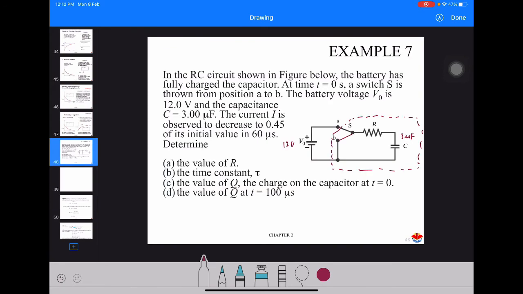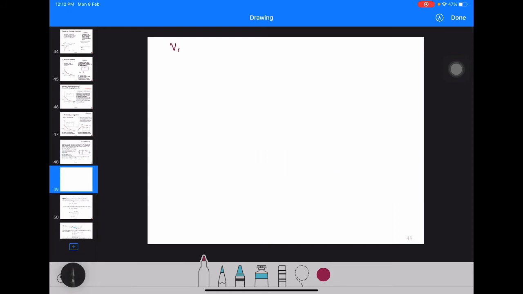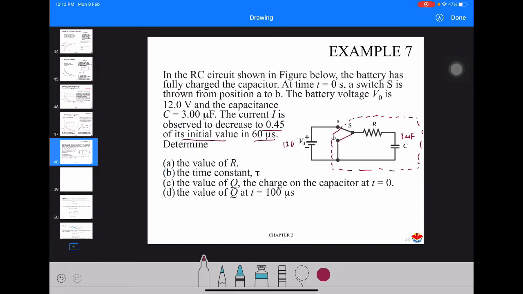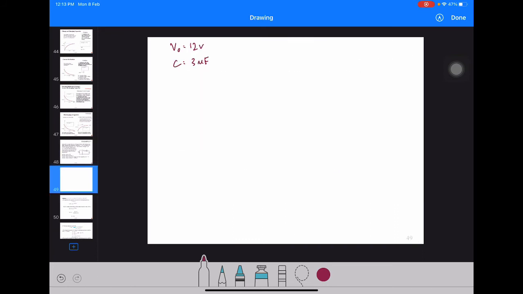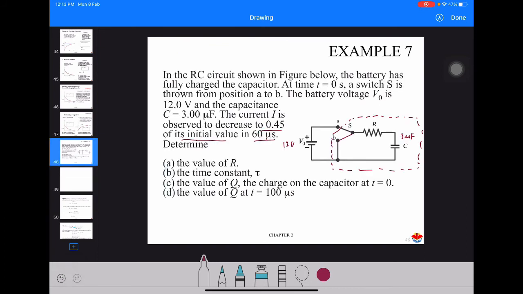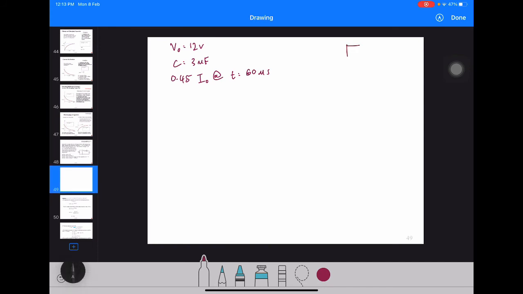Okay, and the important thing here is that the battery voltage V0 is 12, and the current I is observed to decrease to 0.45 of its initial value in 60 microseconds. If I want to take out the information, I can write here V0 equals 12 volts. Capacitance equals 3 microfarad. And another important thing is that when the current decreases to 0.45 I naught from the initial, t equals 60 microseconds. Okay, maybe I can try to redraw the circuit.